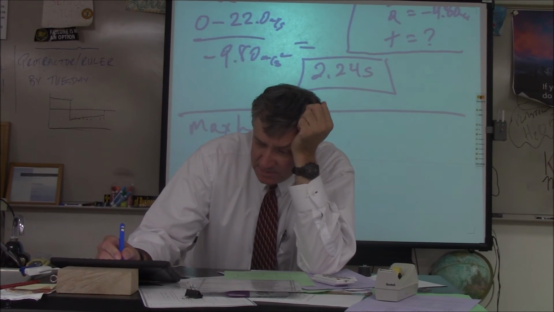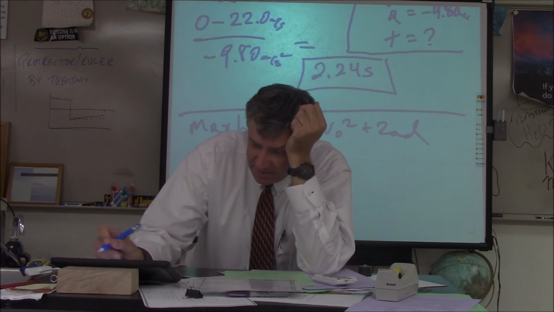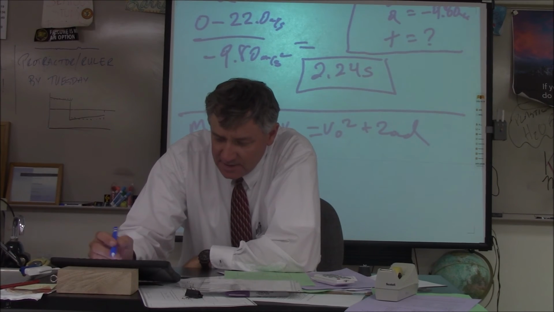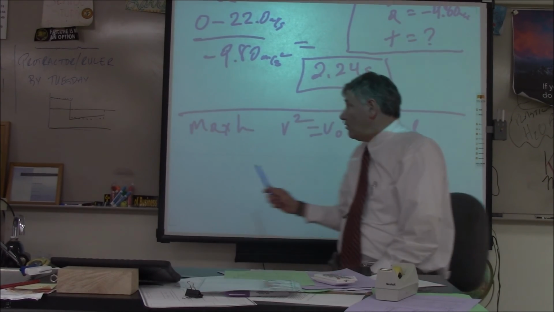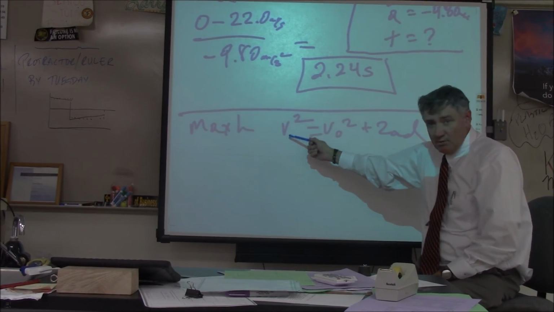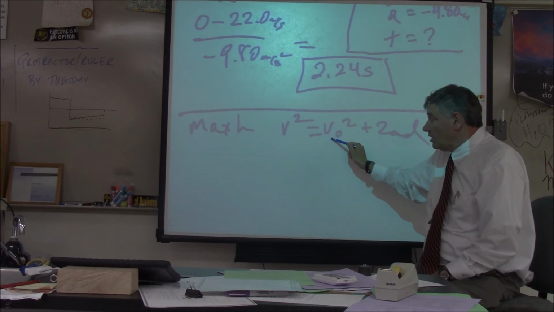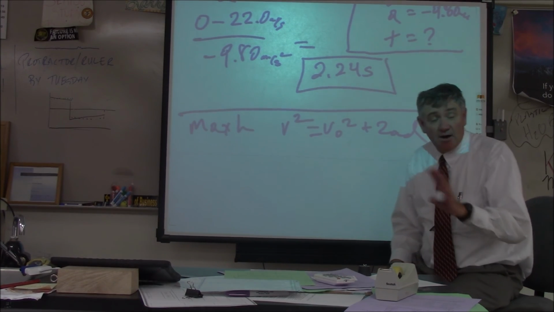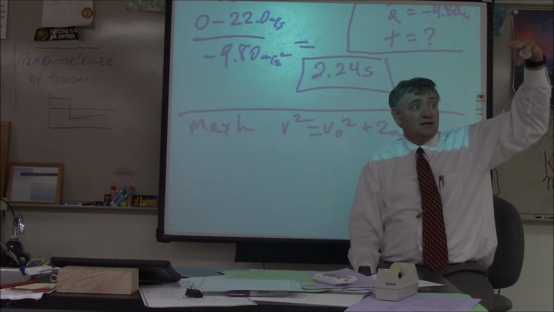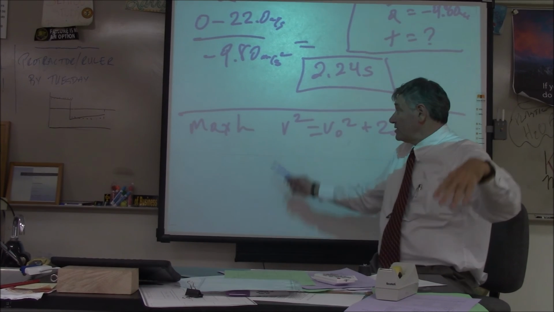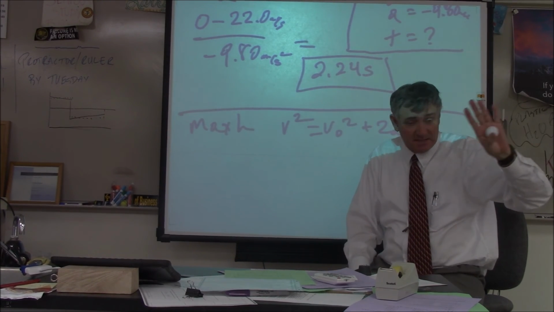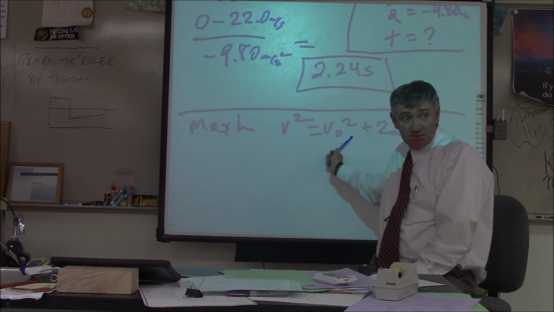You have v squared equals v naught squared plus 2ad. Now, here's the deal. You can use this because at the maximum height, you know what the final velocity is, you know what the initial velocity is, and you know your acceleration. If you don't know the final velocity, you can't use this equation. But since we know that the final velocity is exactly 0, I can use this equation.